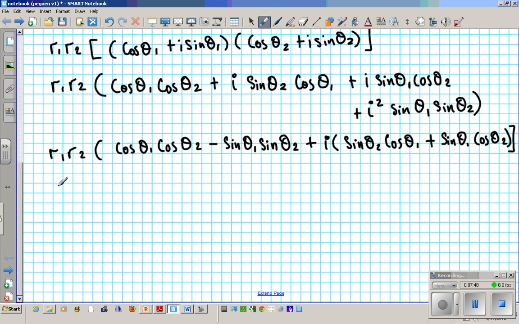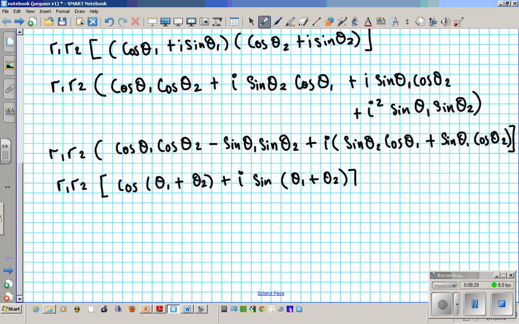So it's going to be R1, R2, cosine of theta 1 plus theta 2, okay? And then plus I times sine. And this one right here, this is the sum identities of sine. This can be written as sine theta 2 plus cosine theta 2, but the order doesn't really matter, right? So I'm going to write it as sine theta 1 plus theta 2.